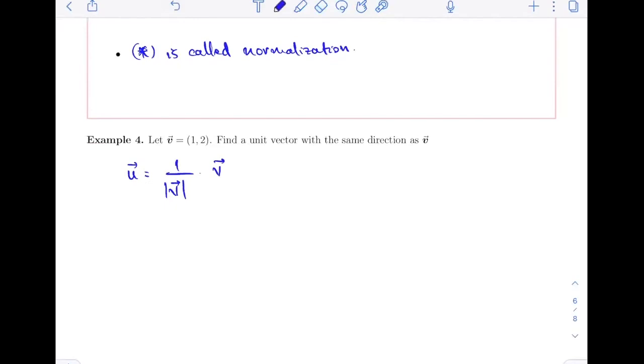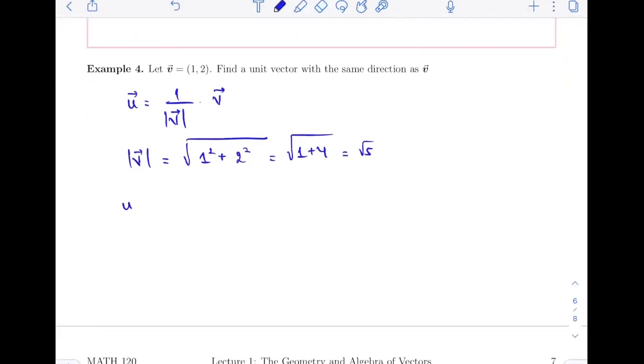What you need to do at this point is to calculate the length or the magnitude of v. This is equal to the square root of 1 squared plus 2 squared, or the square root of 1 plus 4, or square root of 5. So the unit vector is equal to 1 over square root of 5 times the vector 1, 2. You can leave it like this.